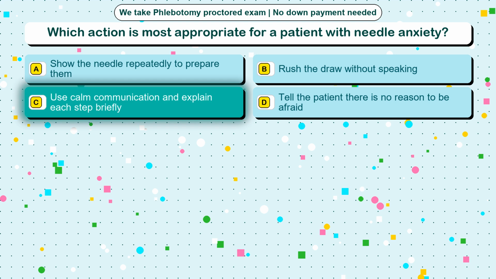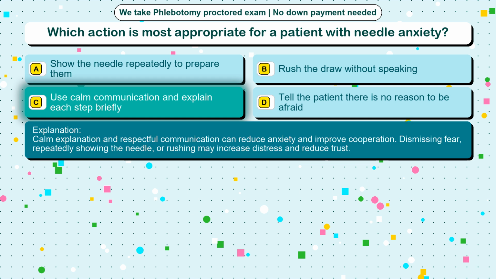The correct answer is option C, use calm communication and explain each step briefly. Calm explanation and respectful communication can reduce anxiety and improve cooperation. Dismissing fear, repeatedly showing the needle, or rushing may increase distress and reduce trust.